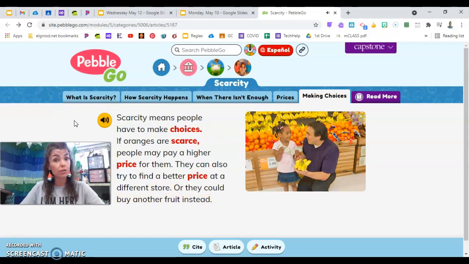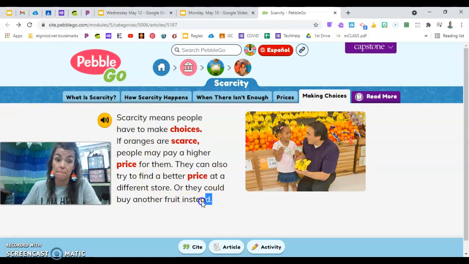So here's this girl. She went to the market and she wanted to get some fruit. But when she saw how much the oranges cost, whoa! She had to decide, do I really want oranges that bad? Am I going to pay all that money for the orange? Or what are her other choices?